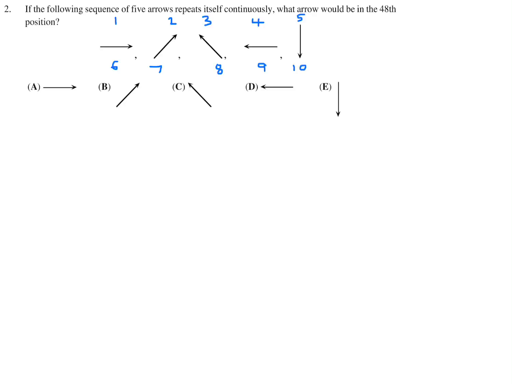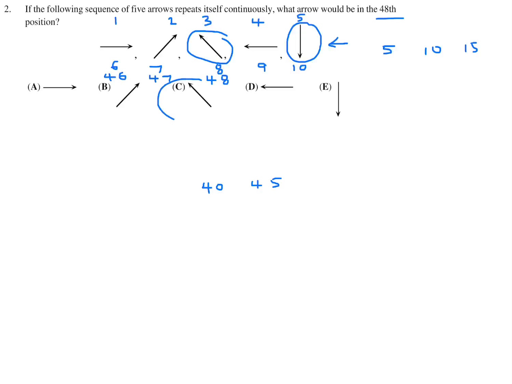So one thing I notice is that every time you have a multiple of 5, it'll be that position. So 5, 10, 15, and so on. So if you get sufficiently close to 48, so 40, 45, these are all going to be this position. But what happens after 45? Well, this is the 46th position, 47th, and then this is the 48th position, which is right here. And in terms of the answer choices, it would be choice C.